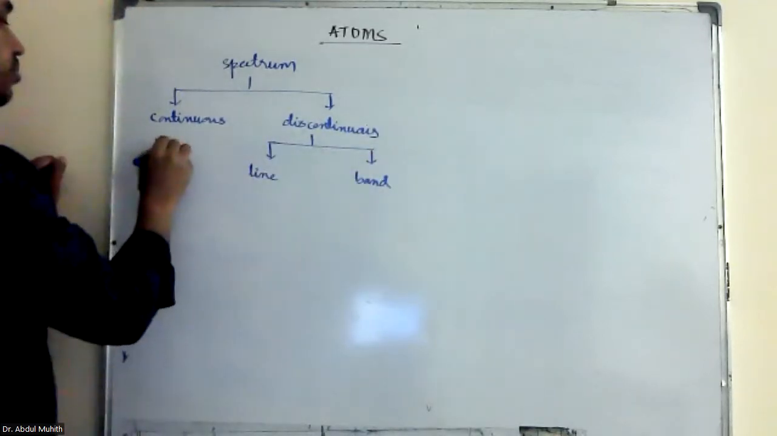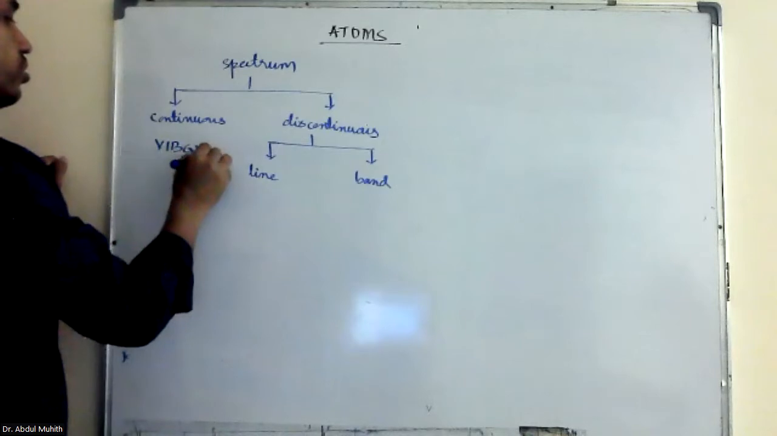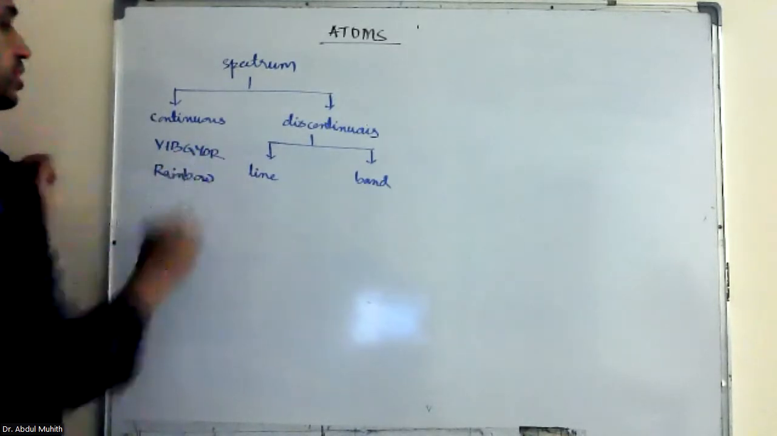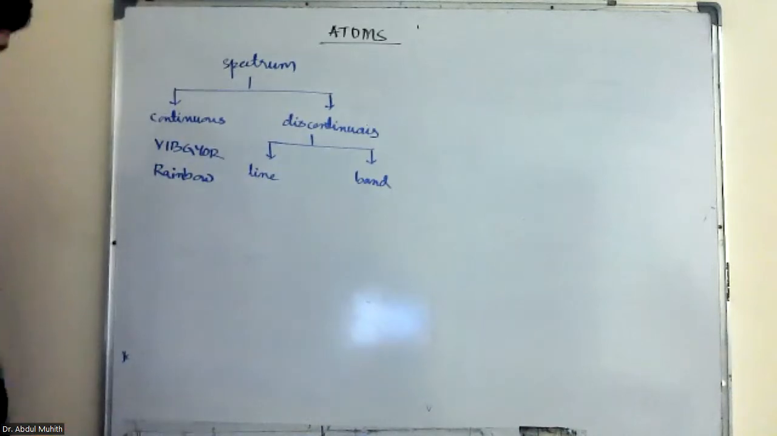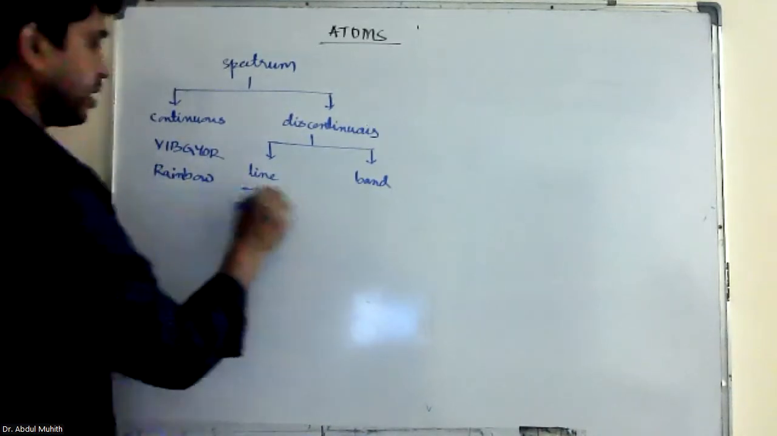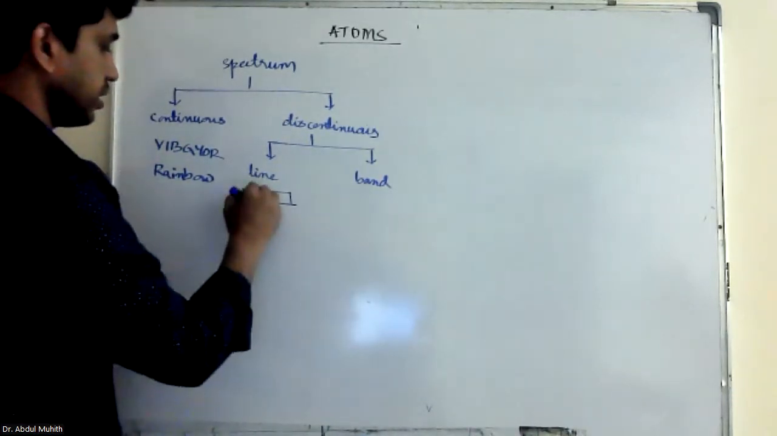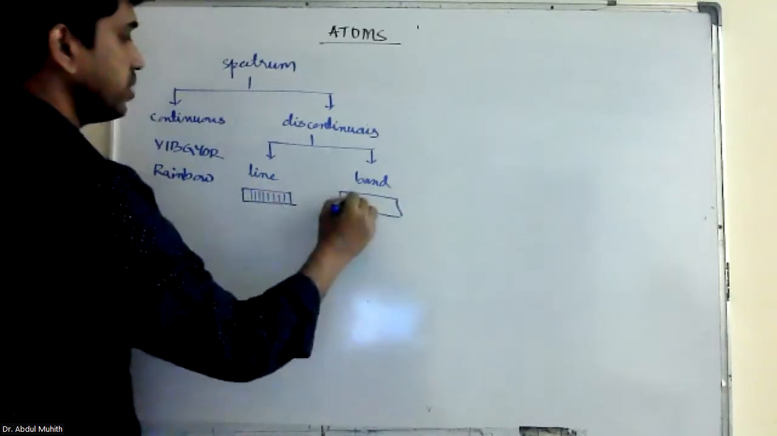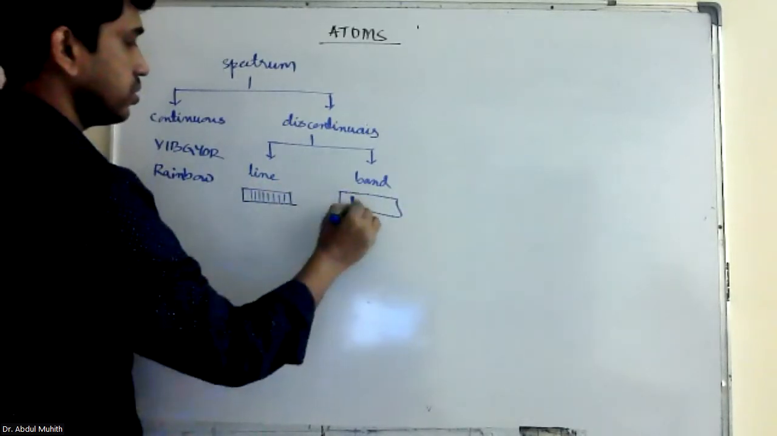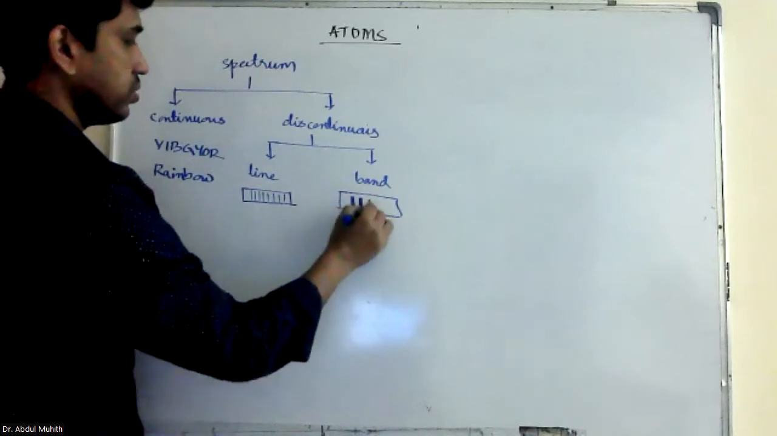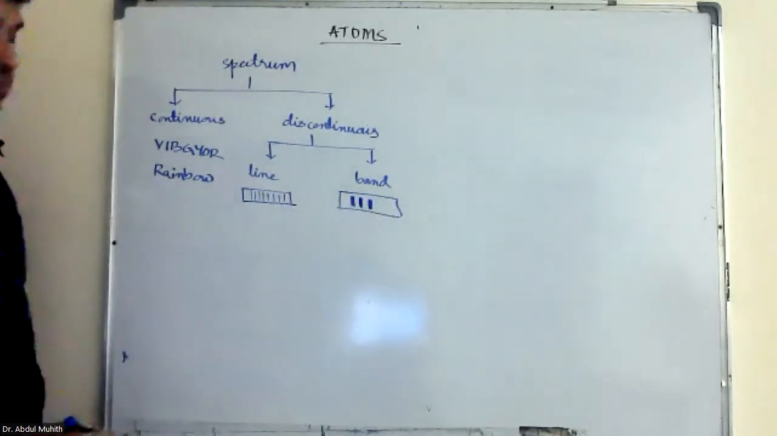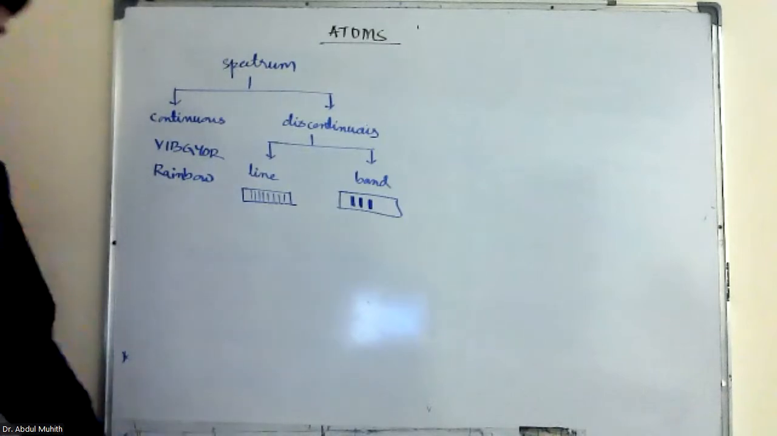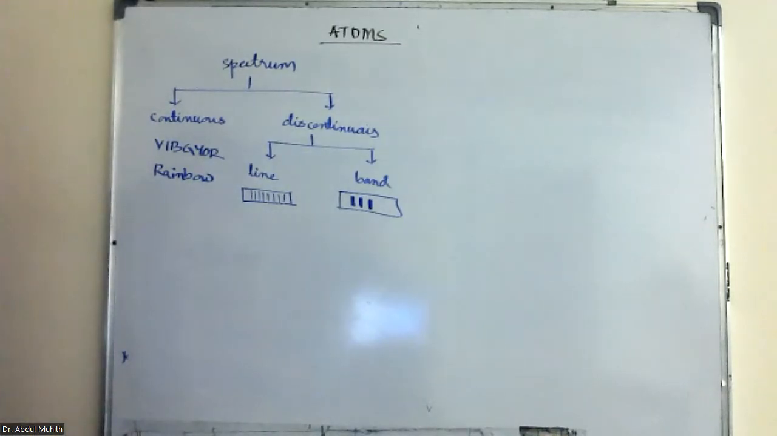Continuous, the best example is VIBGYOR, the rainbow, where all the colors are mixed up. You can't differentiate them. Now, in line spectrum, we have very, very fine lines like this. In band spectrum, thick bands will be there like this. That is about the first one. Next, the last one, is the hydrogen spectrum.